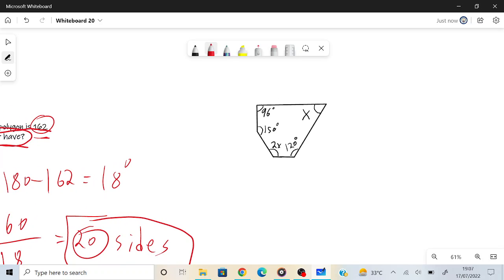Right, this one has a shape. It says to me I need to find x. Okay, we have x over here, we have x over here. I have 96 degrees here, 150 degrees here, 120 degrees here. And I need to find x.